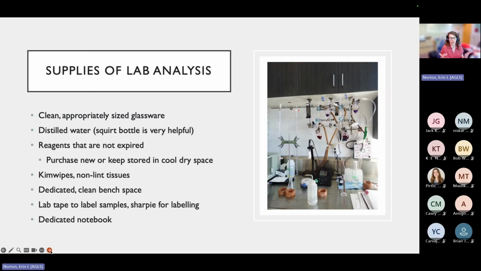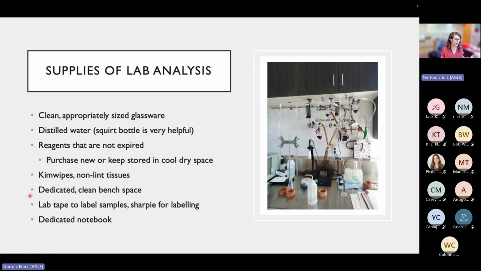Okay, what general supplies do you need for a lab? You definitely need a dedicated clean bench space. Somewhere in the winery, you want to have a little kitchen counter type area or table that is dedicated for your lab analysis, and it isn't necessarily open to the public. You are going to have some reagents that are not safe to be used by just anyone.